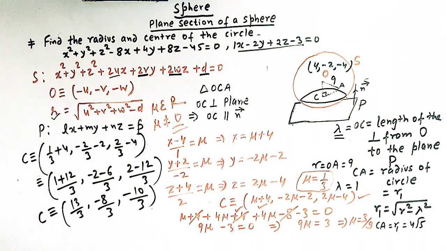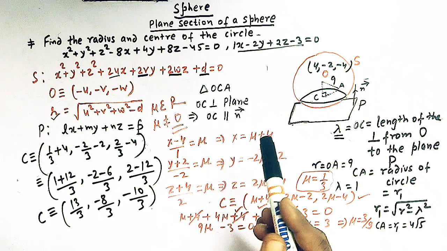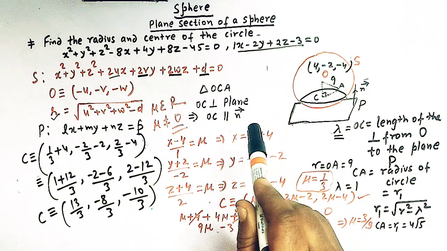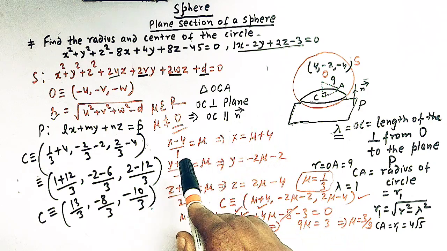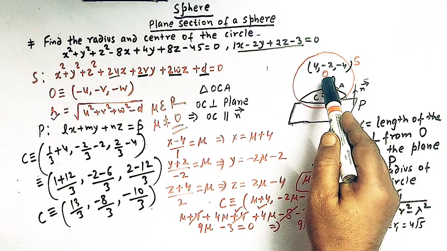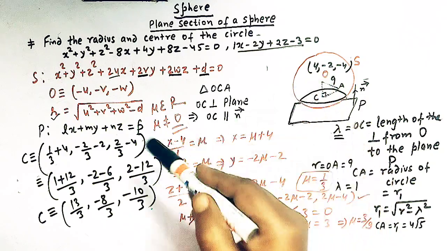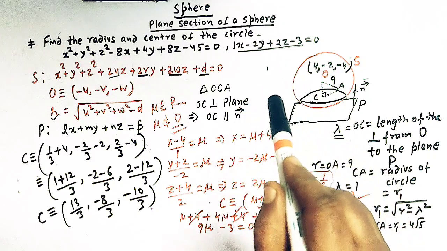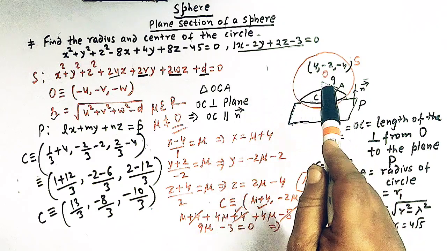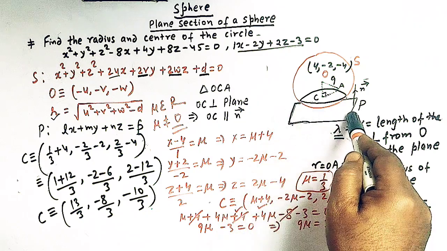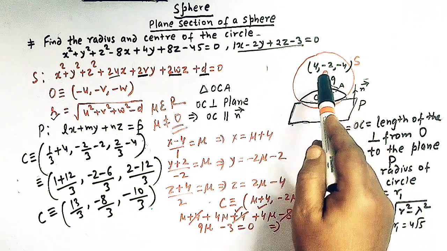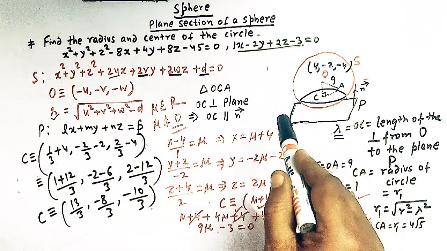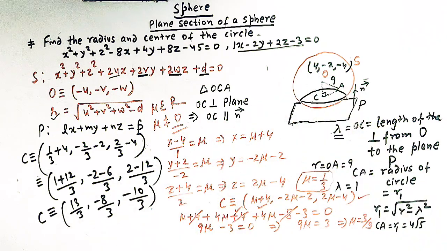And moreover, here it is important to note that the section of a sphere by a plane passing through the center of the sphere is called a great circle, right? So when this plane P passes through the center of the sphere, then the circle so obtained is known as a great circle, and its center and radius are the same as those of the sphere, right? So when this plane passes through the center of the sphere, then the circle so obtained has the same radius and the same center as that of the sphere.